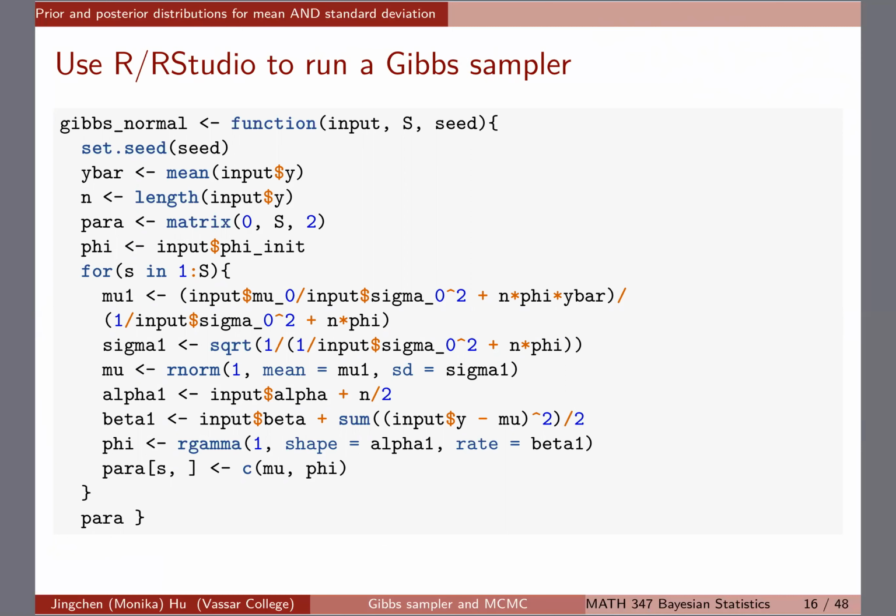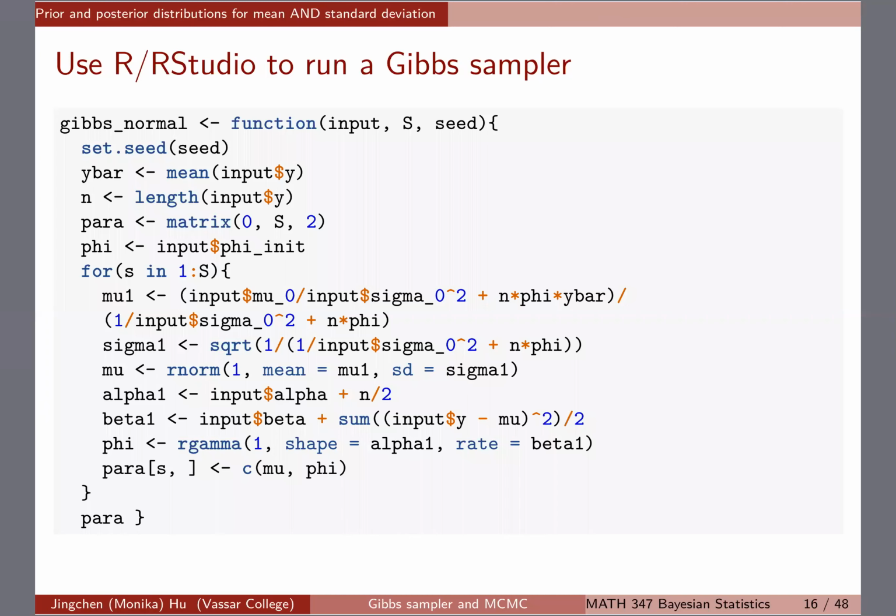So later you can just call the function to write it. Okay. So here we're calling it Gibbs normal. So this is a Gibbs sampler for the normal sampling model. Okay. And you see that you will need some input. I will give you the input description later.